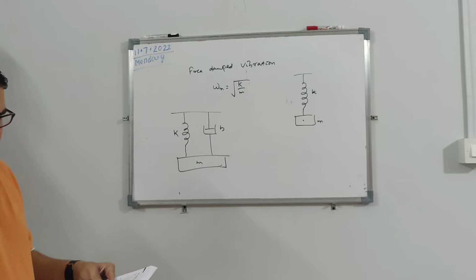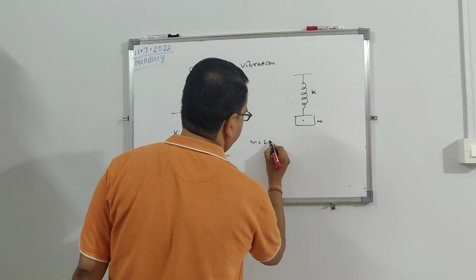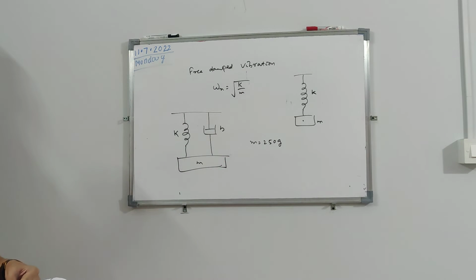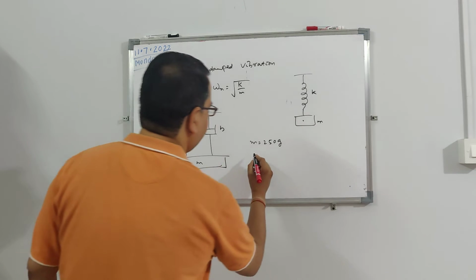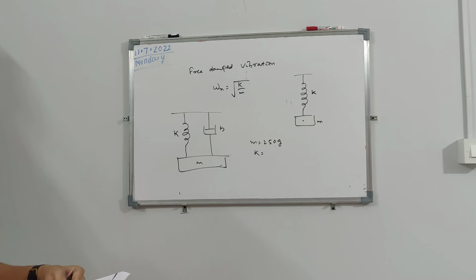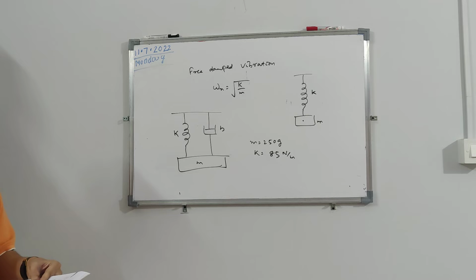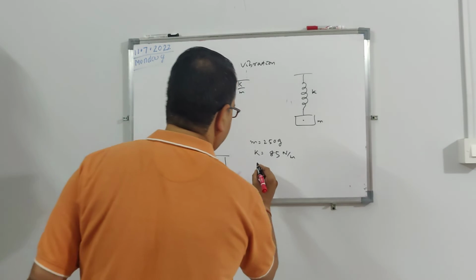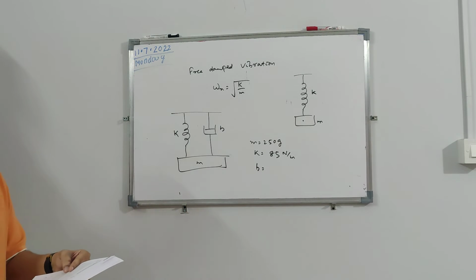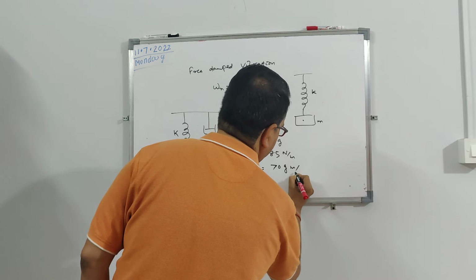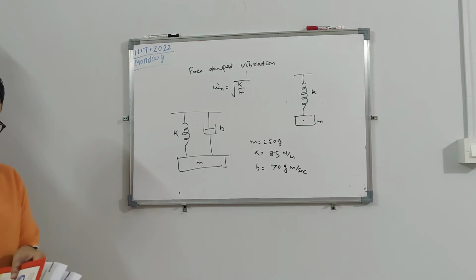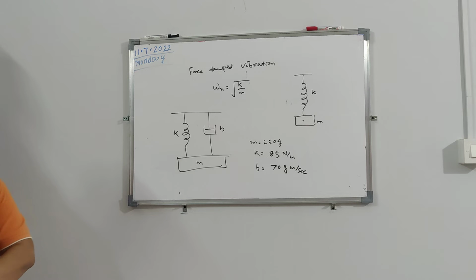For a damped harmonic oscillator, your mass is given as 250 gram. The spring constant is given as 85 newton per meter, and the damping constant b is given as 70 gram per second. What is the period of motion? This is the question. So this is an example of free damped vibration.